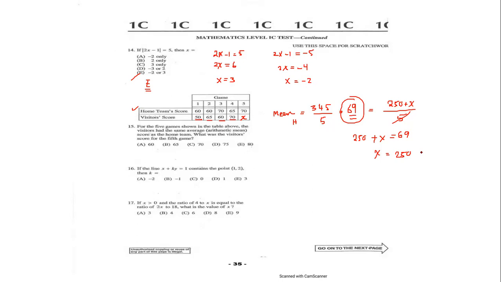Okay, equals 181. 181. No, there is something wrong here. What we did here in the first one: 60, 60, 70, 65, 70. The answer is 345 divided by 5 games gives 69. Yes, or 65. And here it should be 245, not 250, plus x over 5.